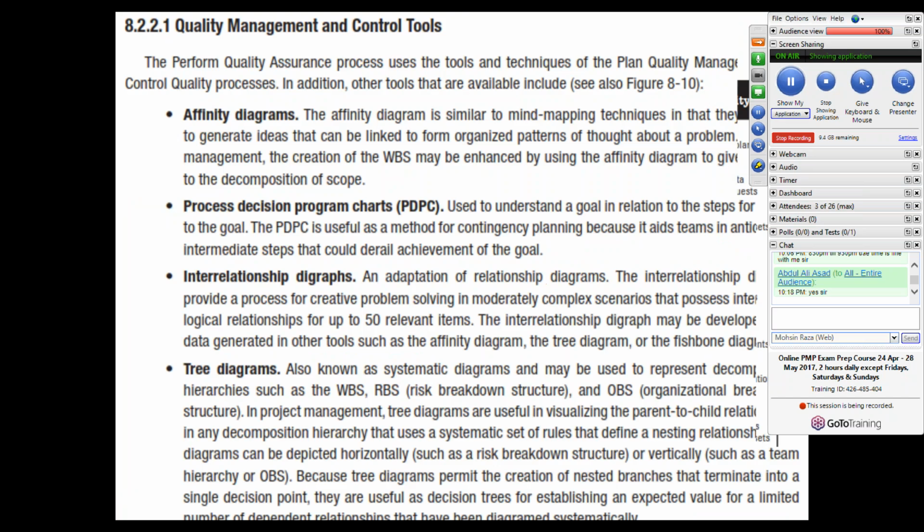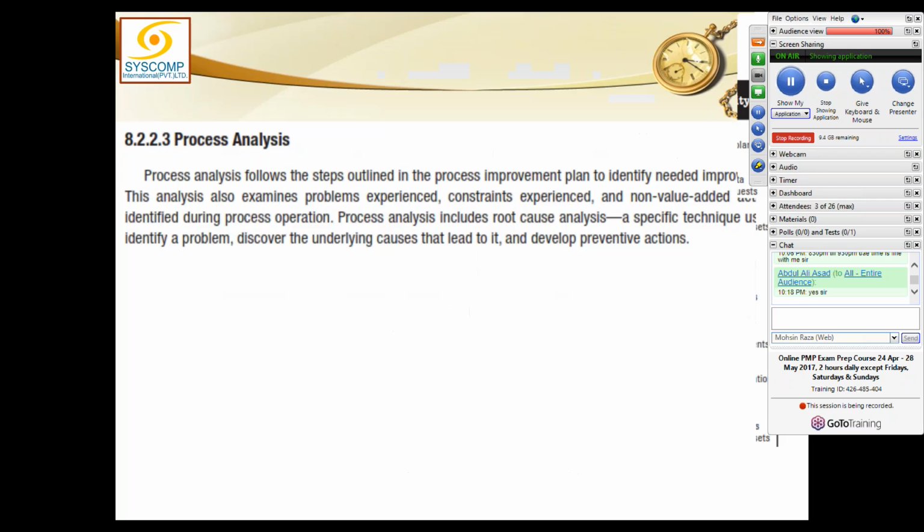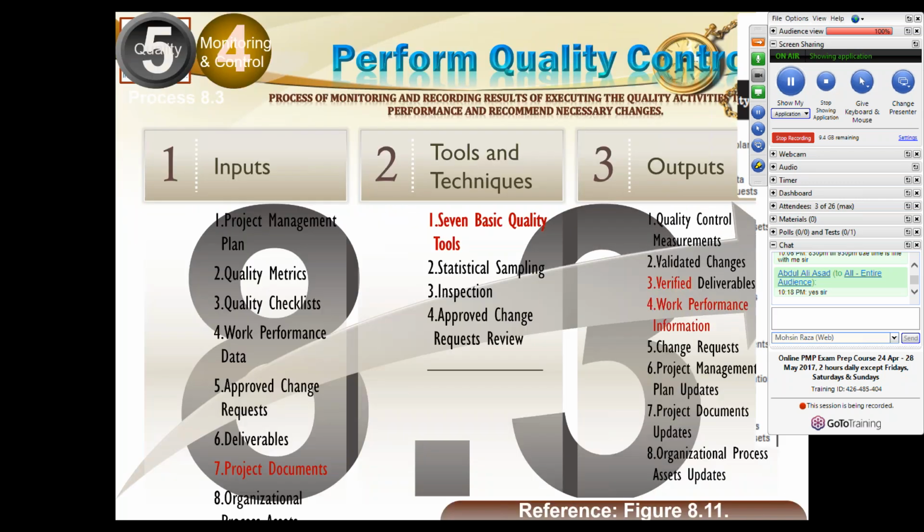So all those tools which we have already studied are applied here. Last but not the least is quality control. In quality control, naturally, this is the last process, and naturally all the things are coming here. The project plan is coming here. Quality metrics are coming here. The quality checklist is coming here. And from execution, we are getting the work performance data like any other control gets it.